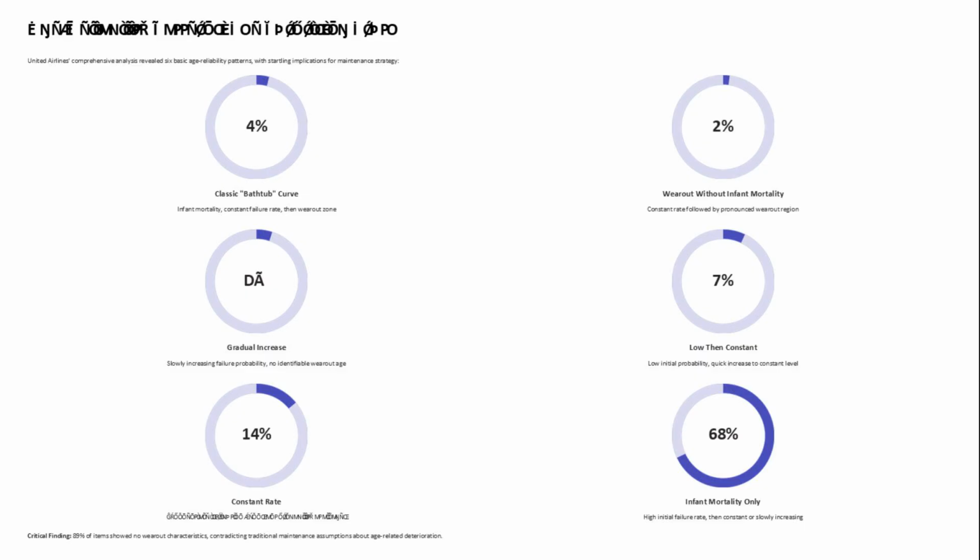Failure patterns vary, with some following a classic bathtub curve, while others show gradual increases or constant rates. Understanding these patterns helps in predicting equipment behavior and planning maintenance to mitigate risks and extend equipment life.